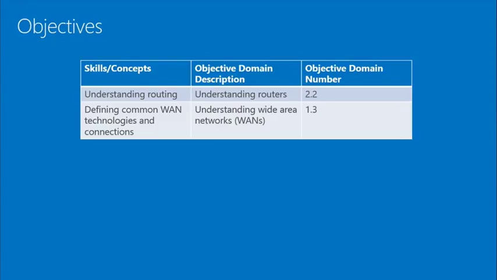Our objectives include understanding routing. So routing is going from one network to another, and defining common WAN technologies and connections. Warning, this module has a lot of text in it, a lot of concepts, not as much fun graphics. Christopher's managed to throw in some fun graphics. I got a couple. But we're just going to talk about some fun foundational technologies, kind of overview them a little bit.